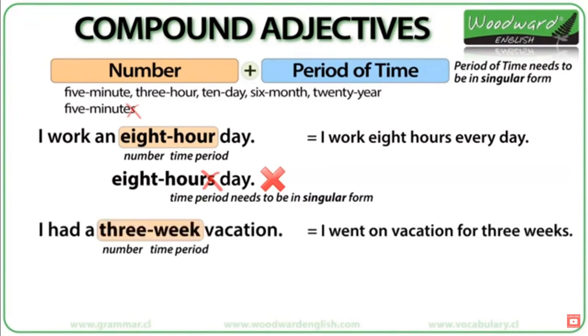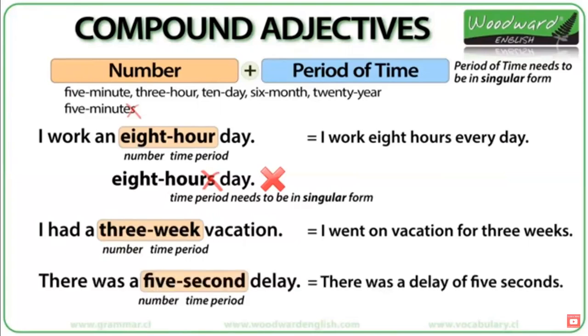Look at these other examples. I had a 3-week vacation. This means I went on a vacation for 3 weeks. There was a 5-second delay. There was a delay of 5 seconds. Notice how we normally write the number as a word, not in numerical form, unless it is a very large number. And remember, it is important not to add an S at the end of the compound adjective. I had a 3-week vacation, not 3 weeks vacation.